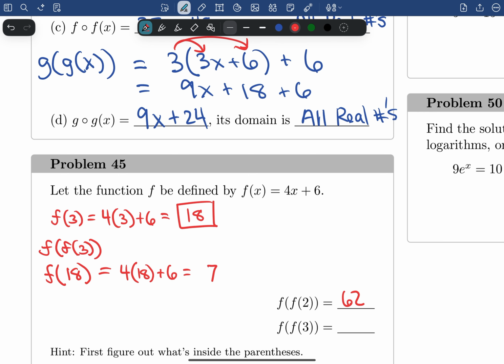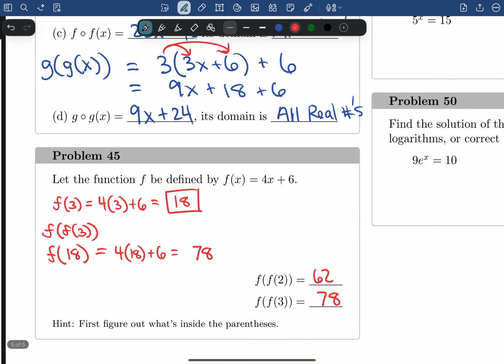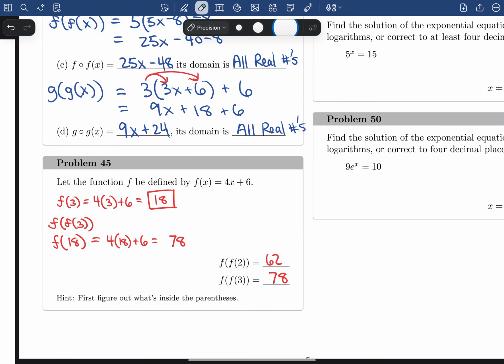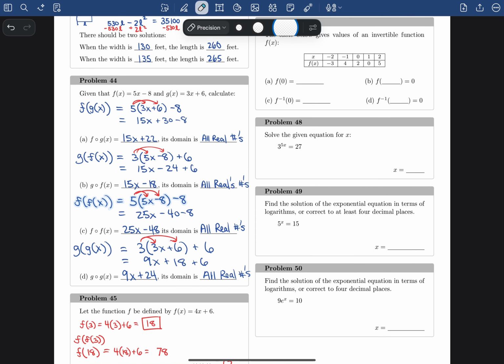That looks like it's 78. Okay, so 78 is my output. There we go. We went through that process a second time to get you comfortable with composing functions with a certain input value. So we're evaluating composite functions.